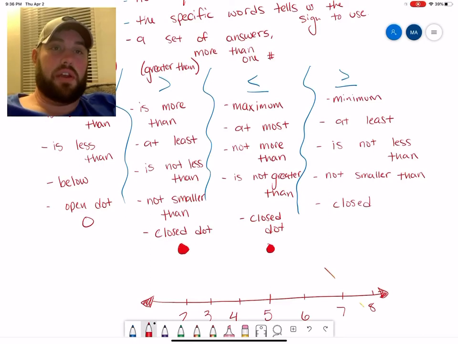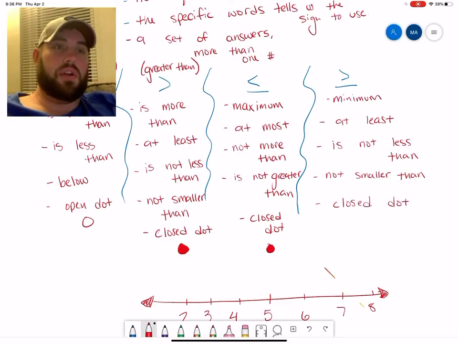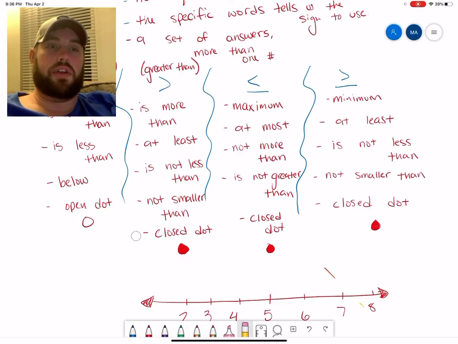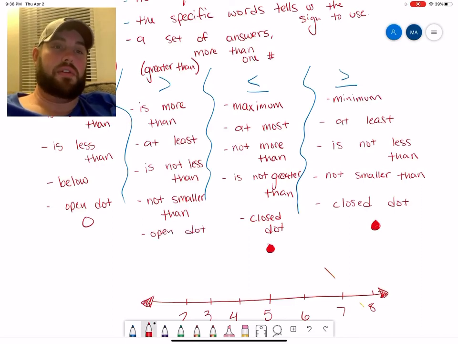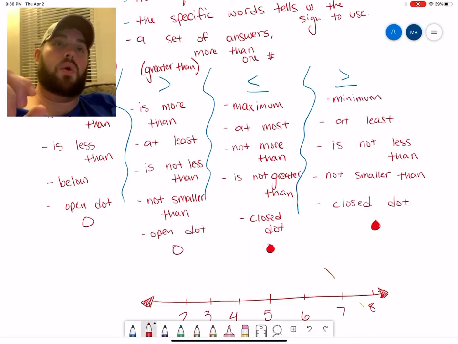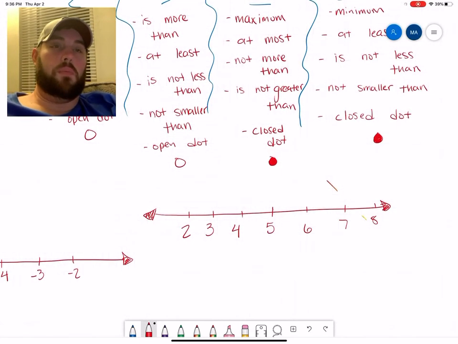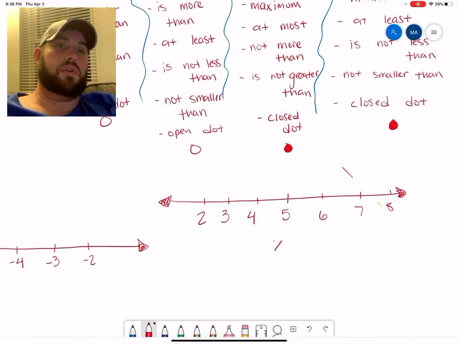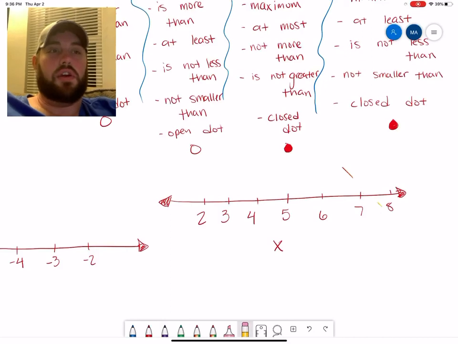Remember, less than or equal to, greater than or equal to is a closed dot. And this is where I was like, crap, why do I have 3 closed dots? That's not right. So then I go back over to greater than, and I'm like, nope, scratch that. Let's go in and fix it. So that is an open dot. Okay, so less than or greater than are open dots, and then less than or equal to or greater than or equal to are closed dots.